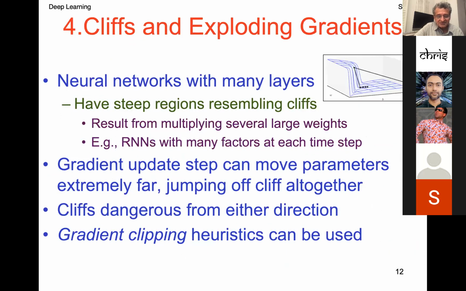So anyway, it's all about the surfaces, cliffs and exploding gradients. Neural networks with many layers have steep regions resembling cliffs. The loss function has these. They result from multiplying several large weights, for example RNNs with many factors at each time step. A gradient update step can move parameters extremely far, jumping off the cliff altogether. Cliffs are dangerous from either direction, so gradient clipping heuristics can be used.